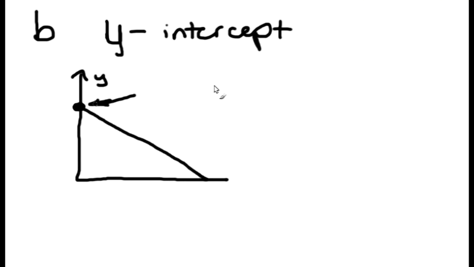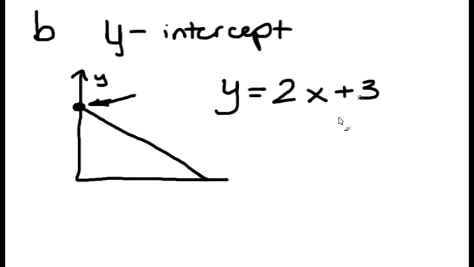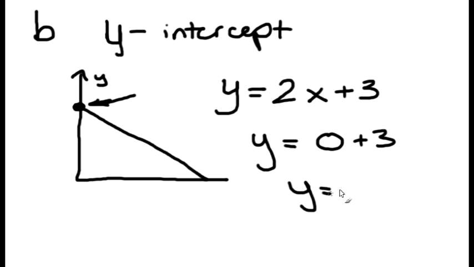So the way that you would find this if you were given the function, so let's say we have a function of y is equal to 2x plus 3. The way that you would find the y-intercept is plugging in 0 for x. So you plug in 0 and you get y is equal to 0 plus 3. So y is equal to 3. It's essentially as easy as that.